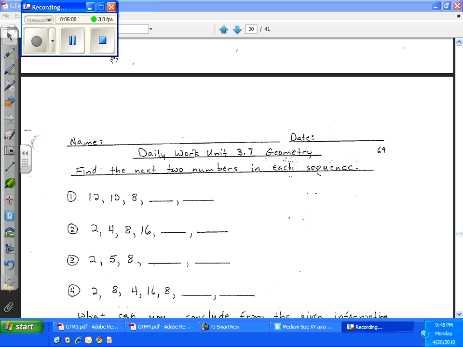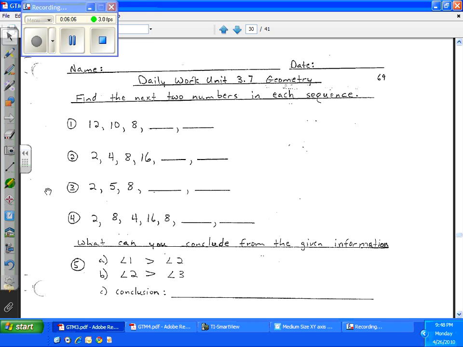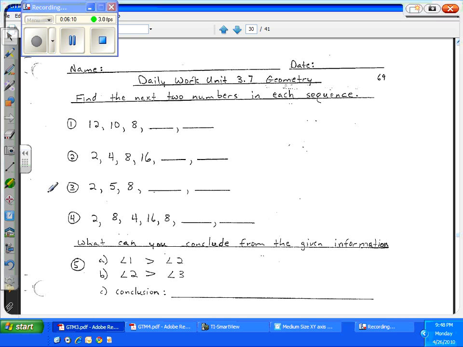We're going to go ahead, since this was a little bit of a short lesson, and do some of the daily work with it. It says find the next two numbers in each sequence. So we start looking for a pattern of how to go from 12 to 10 and 10 to 8. And we see a common pattern of a minus 2. So we would do another minus 2, which would take us to 6, and another minus 2, which would take us to 4. Any questions on number 1?